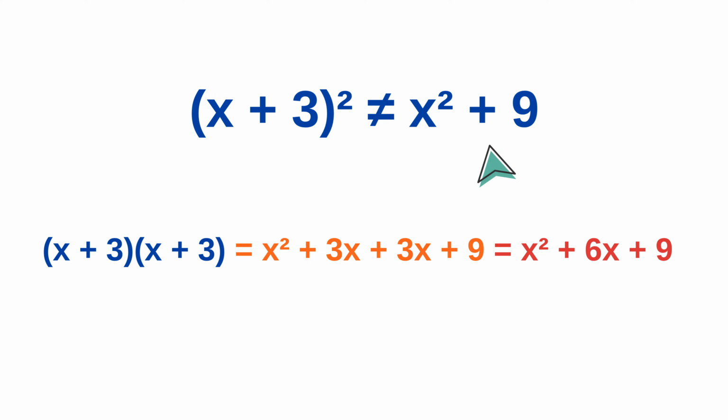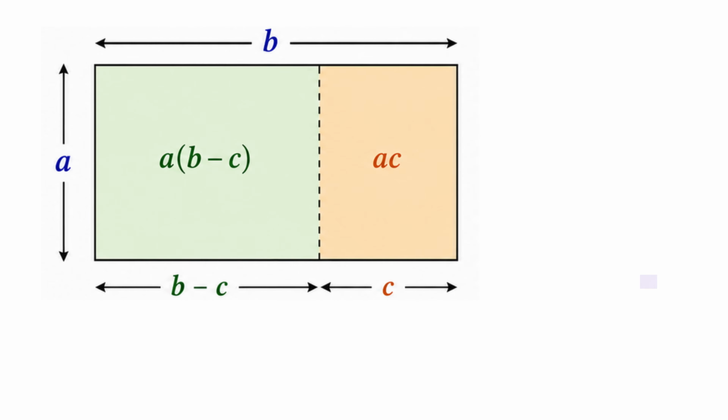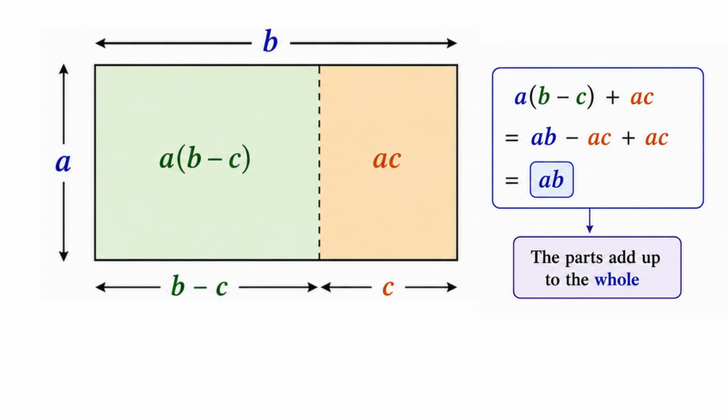The missing 6x comes from the two cross products. That is the real power of distributivity. Break a quantity into meaningful parts, preserve the whole, and let the hidden pattern emerge.